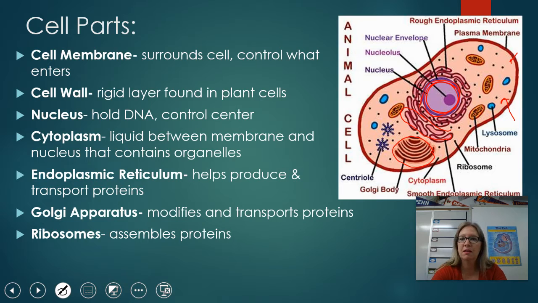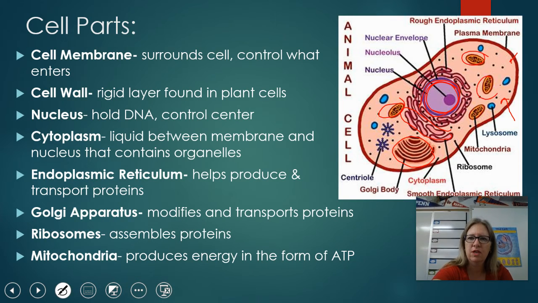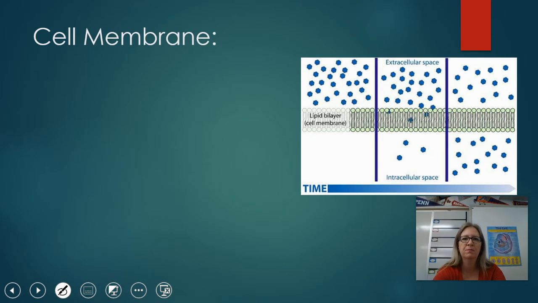Those actually assemble the proteins. They take the DNA from the nucleus and translate that into proteins. We'll talk more about that in a later chapter. And then the mitochondria are these little yellow-shaped things. These are like the powerhouses of the cell. They help us produce energy in the form of ATP. We'll talk more about that, okay?